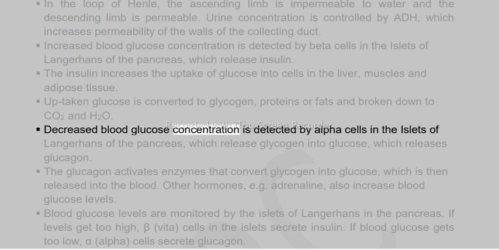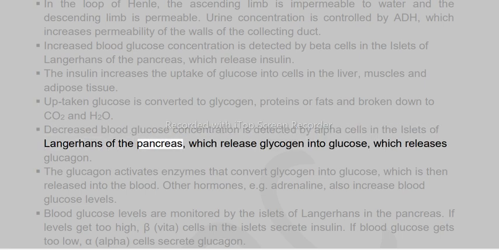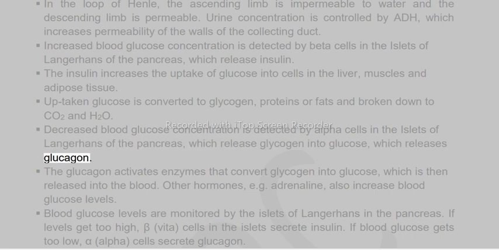Decreased blood glucose concentration is detected by alpha cells in the islets of Langerhans of the pancreas, which release glucagon. The glucagon activates enzymes that convert glycogen into glucose, which is then released into the blood. Other hormones, e.g. adrenaline, also increase blood glucose levels.